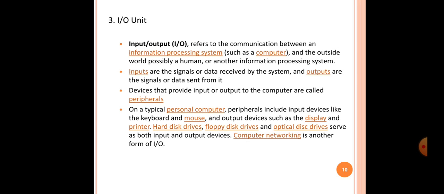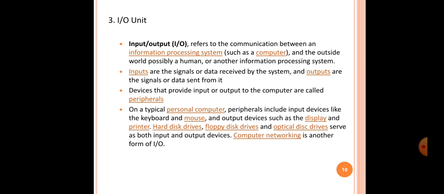So inputs are the signal or data received by the system, and outputs are the signal or data sent from it. Suppose from the keyboard we are sending the data, or you can say a signal. And outputs are signals or data sent from the system.